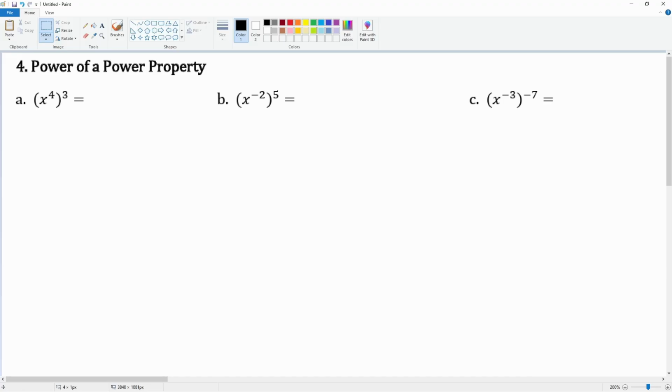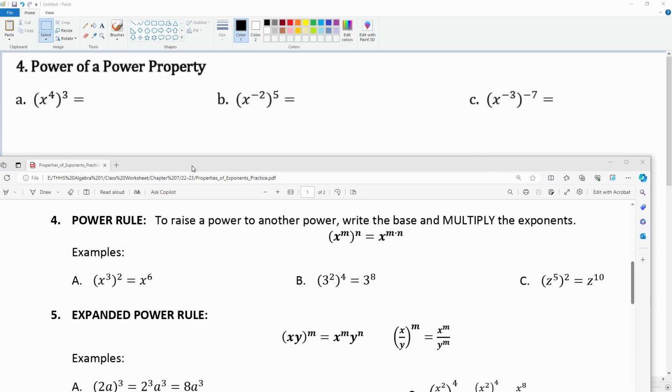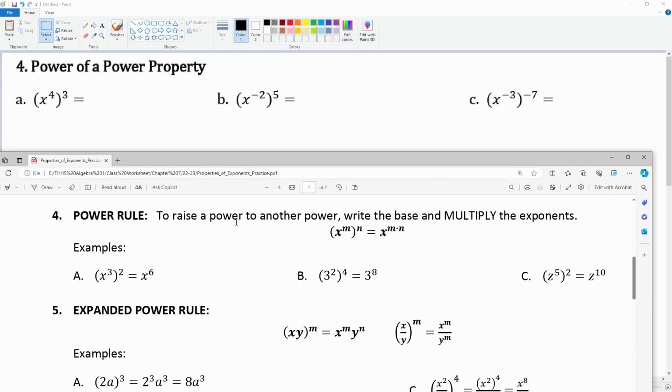We have number 4, a power of a power. So what a power of a power states is that when you raise a power to another power, that means there's an exponent, then there's also an exponent on the outside of it. Okay, you're going to multiply the exponents. Right here, we have x to the third to the second power. 3 times 2 is 6, so it's x to the 6. Okay, you're multiplying the exponents.